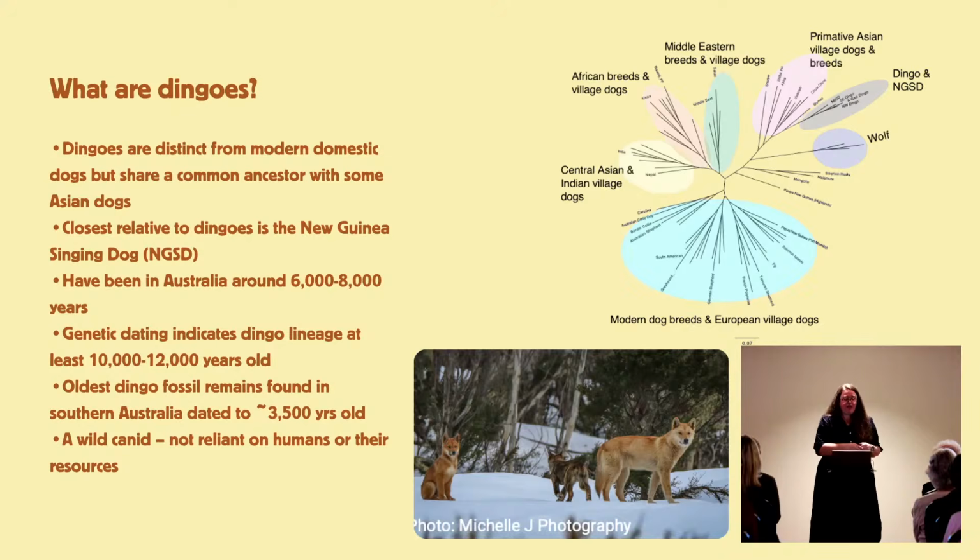The evidence that we have about when dingoes came to Australia is when we look at the fossil record. The oldest fossil remains from dingoes were found in southern Australia in the Nullarbor, and they've been dated to about 3,500 years. So we know at a minimum dingoes were present in southern Australia 3,500 years ago. So that tells us that they've been here for at least 3,500 years, but up to 10 to 12,000 years.